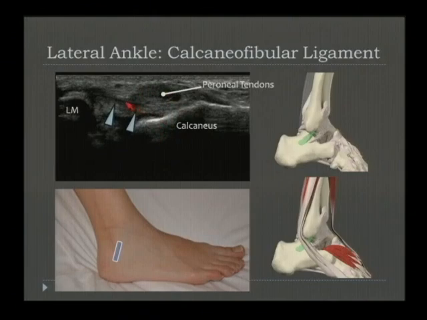I will also tell you, if you have trouble finding this, this can be a little bit difficult to identify given its course and location. If you actually look at the peroneal tendons in the short axis, you'll accidentally find the calcaneal fibular ligament because as they course over, they're almost always in the short axis. Again, if you have trouble seeing this, in order to make this taut, you can place the foot in dorsiflexion and it will become taut and elevate those peroneal tendons.